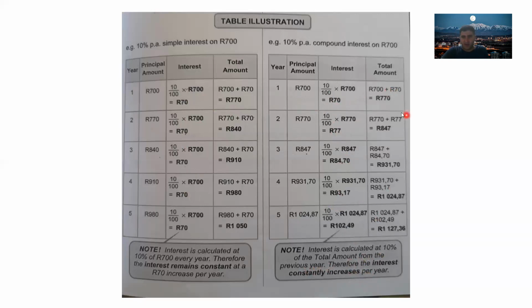What this means is this. We're going to look at the previous year. When it comes to the second year, we look at the previous year. How much money did we close this year with? 770. So I'm going to take 10% of that. At the end of the year, I have 847. When I come to the third year, I'm going to look at this. How much money did I close this year with? 847. I'm going to take 10% of that. So every year I'm going to do the same thing.